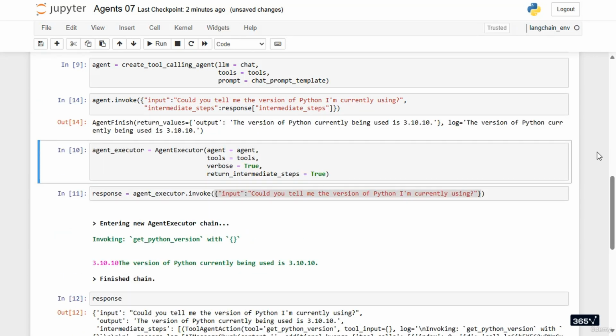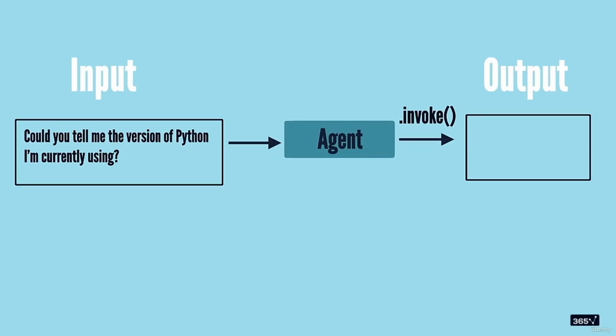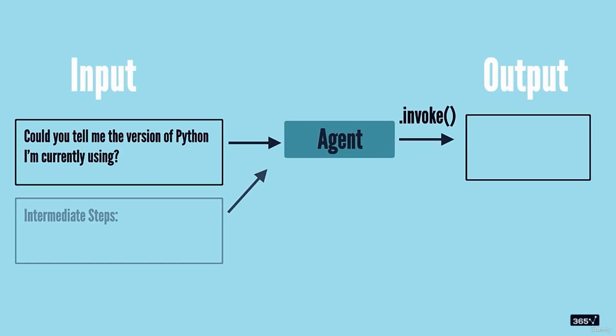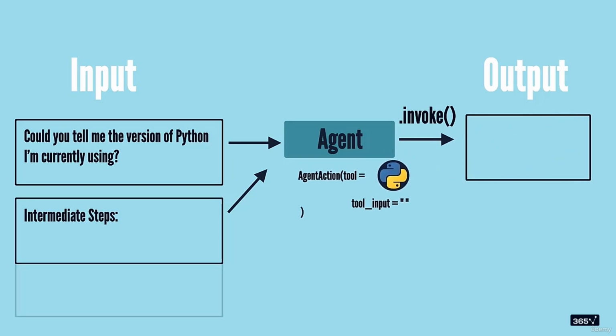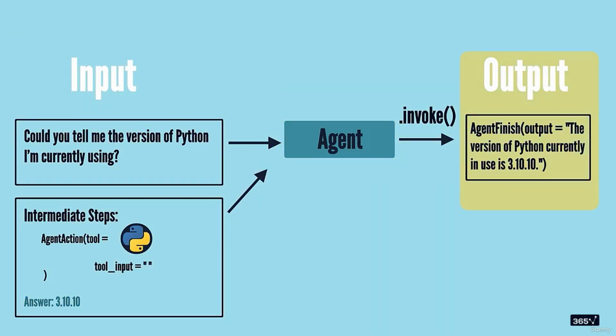Very interesting. This time we obtained an agent finish object storing the final response to the question. An agent finish indicates that no further actions need to be undertaken. So, to summarize, we first invoked the agent, passing a question and no intermediate steps. As a result, the agent suggested an action storing the necessary tool and tool input. We then invoked the agent again, this time passing the action it had previously suggested as an intermediate step, and the corresponding result. Consequently, the agent returned an agent finish object, storing the final reply.